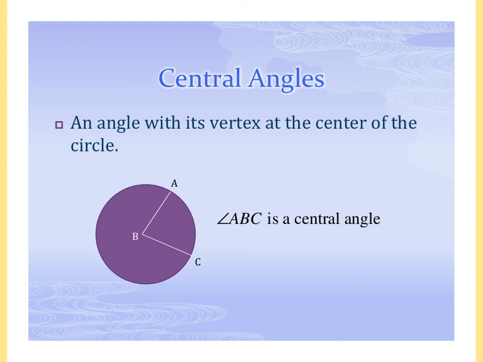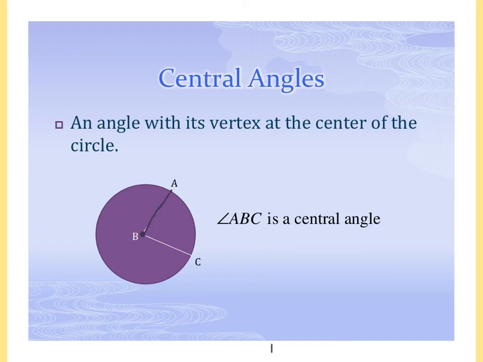A central angle is an angle with its vertex at the center of the circle. By the end of the chapter, we're going to have, I think, 7 different types of angles. So it's important to keep track of which one is which. Central means that the vertex is at the center, okay? So it's got a point literally at the center of your circle like this one.